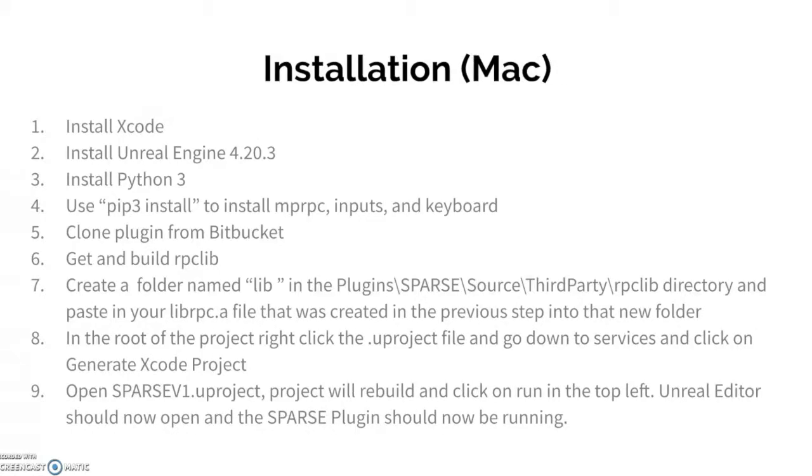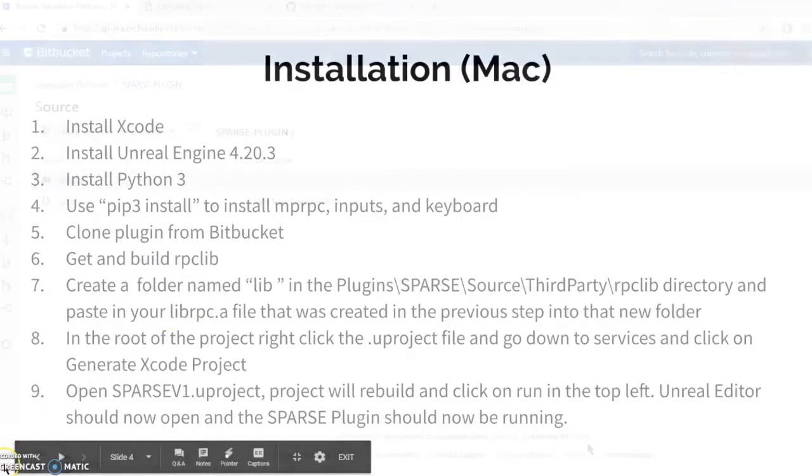Okay, now for the installation on Mac, the only difference is instead of using Visual Studio, you're going to be using Xcode, as well as for the library extension for the Rpc Lib, it's going to be a different file. Instead of the Windows extension, it's going to be .a, and that's pretty much the only difference between Mac and Windows. Now we're going to go over in more depth on how to install on Windows than on Mac.